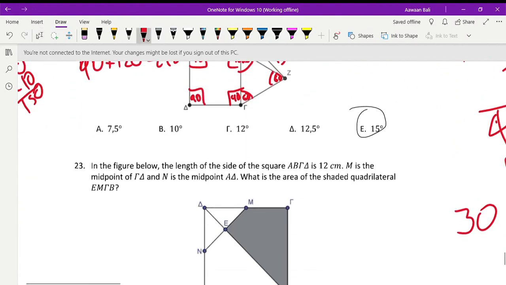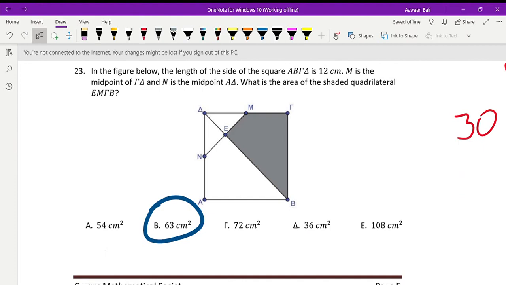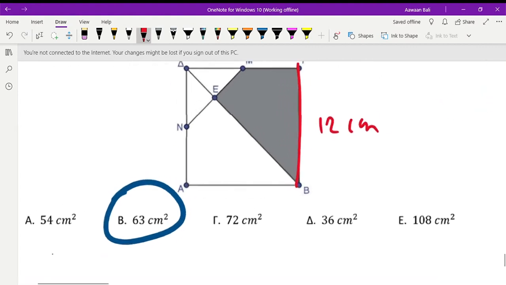Okay. Question number 23. In the figure below, the length of the side of the square alpha, beta, gamma, delta is 12 centimeters. M is the midpoint of gamma, delta, and N is the midpoint of alpha, delta. What is the area of the shaded quadrilateral? You see the shaded quadrilateral.